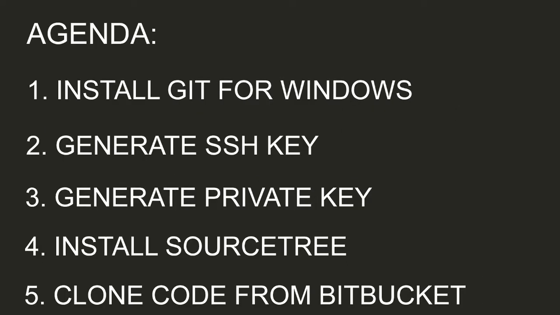The agenda for today is, firstly, we are using Windows in this demonstration, and the first step we have is to install Git for Windows. The second step, we generate the SSH key for the Git account. The third step, we are going to generate the private key for the Git account. The fourth is to install SourceTree for the Windows PC, and the fifth is to clone code from Bitbucket by using the SSH key and SourceTree. Okay, so now we are going to go through step by step.